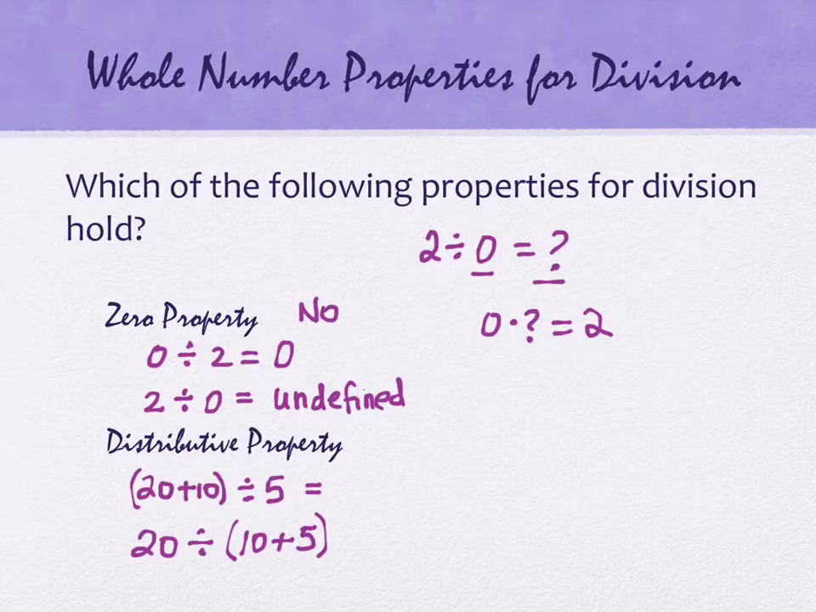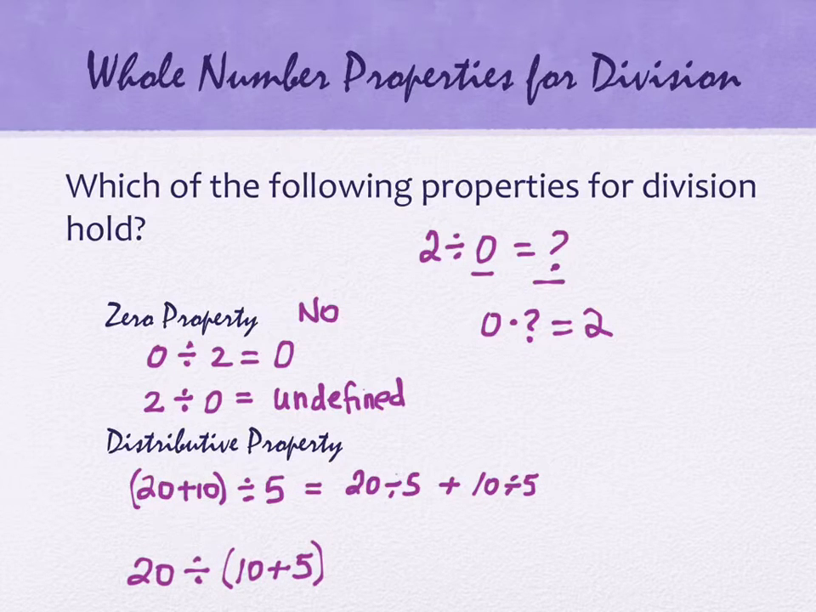If I were to do division as the last part of this property, let me write it that same way. The 20 divided by the 5 plus the 10 divided by 5. Okay, so this is checking one direction. Okay, so let's do the left-hand side.